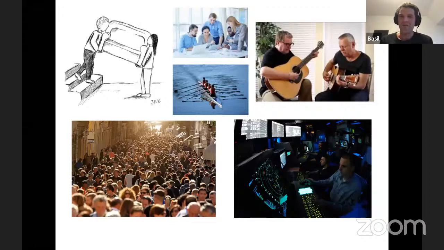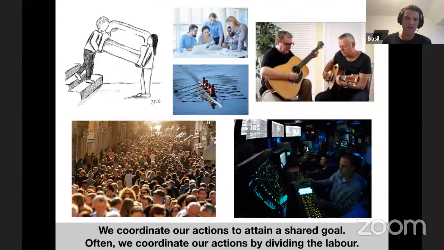In daily life, we often perform tasks jointly. For instance, when carrying a sofa together, when making music together, or when searching for a friend in a crowd. In these tasks, we often coordinate our actions to attain a shared goal. Often we coordinate our actions also in these tasks by dividing the labor. So for instance, when you're looking at the sofa example, we divide the labor, so the weight of the sofa, by having each character carry one end of the sofa.